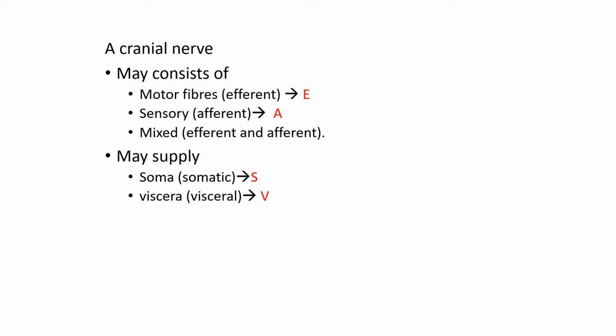mixed cranial nerve. You also know that each cranial nerve may supply the somatic structures, where somatic stands for S, and the visceral structures, where visceral stands for V.